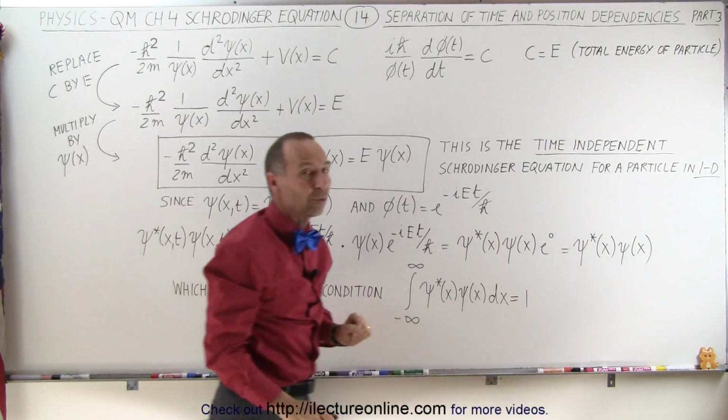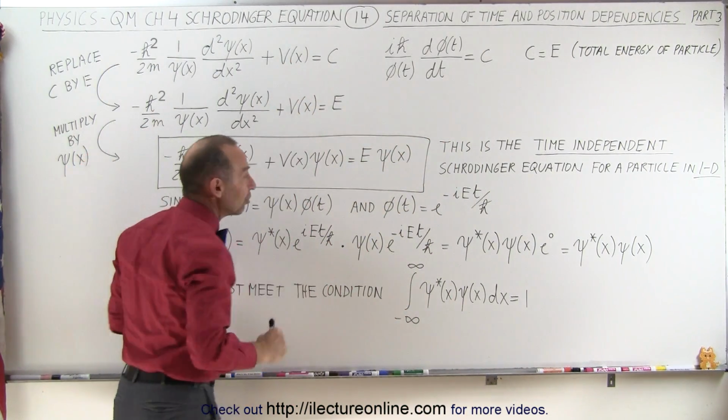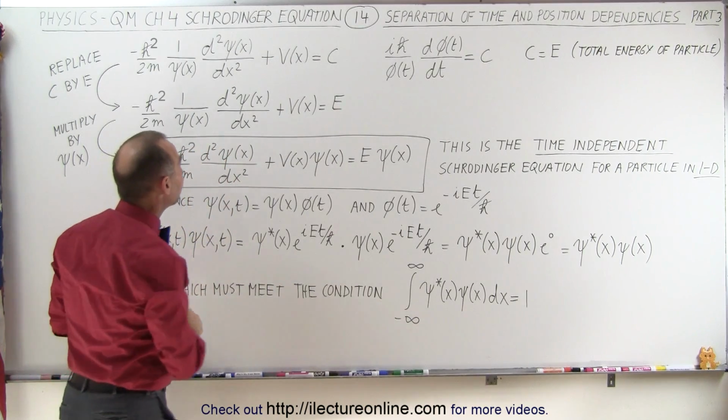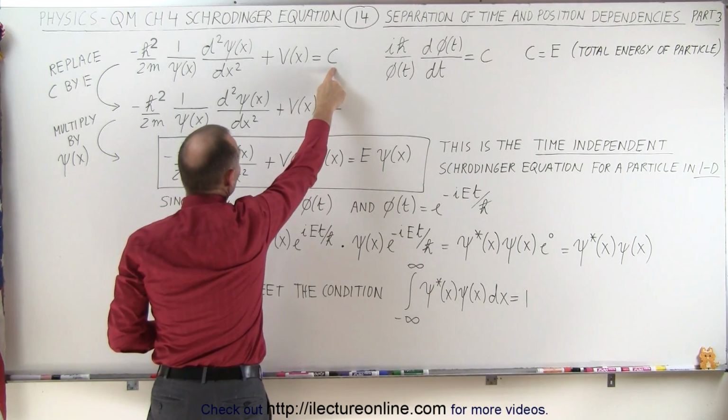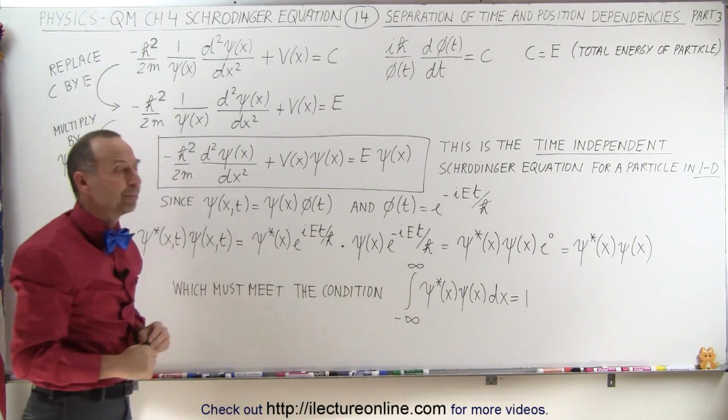the particle. So what we're going to do now is take this part of the equation, the part of the Schrodinger equation that only depends on position, and replace the constant C by what we now know it is equal to, the total energy of the particle.